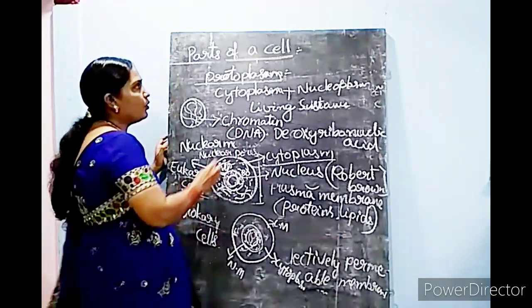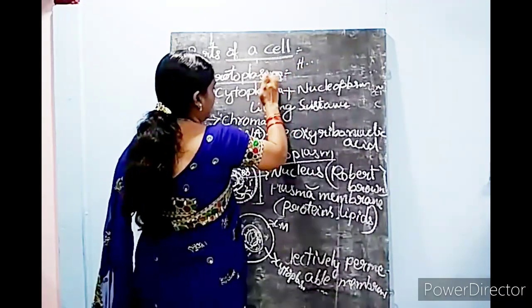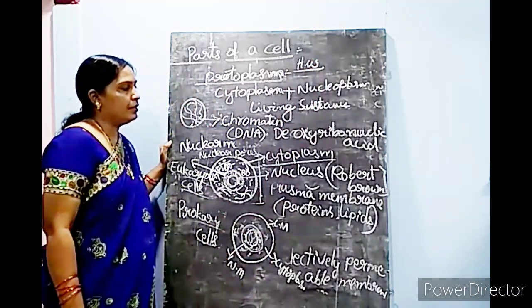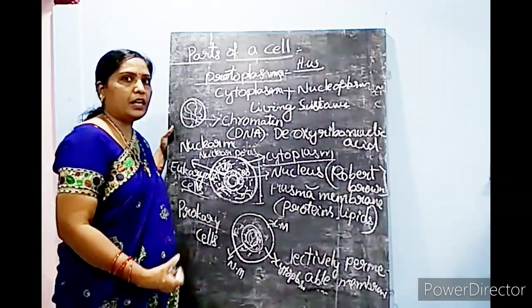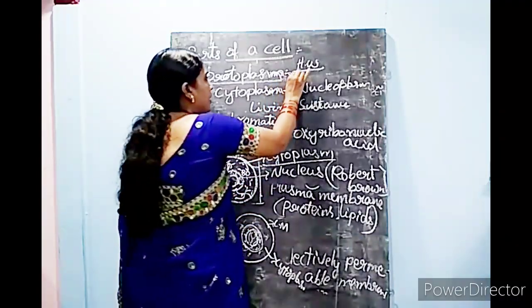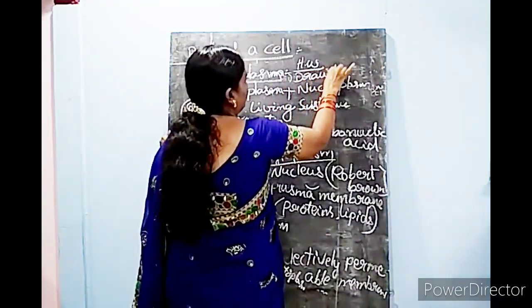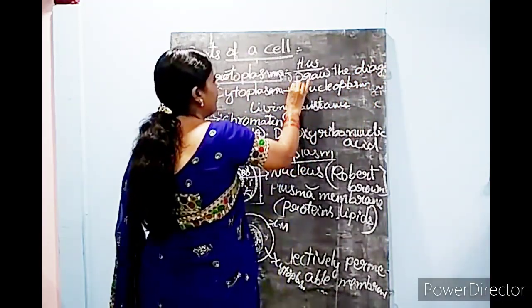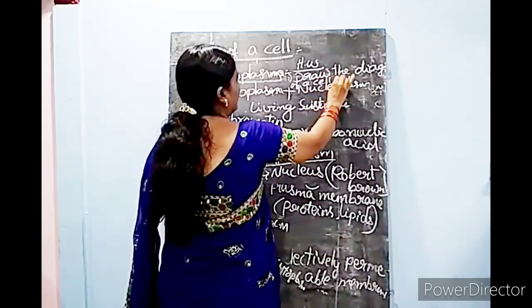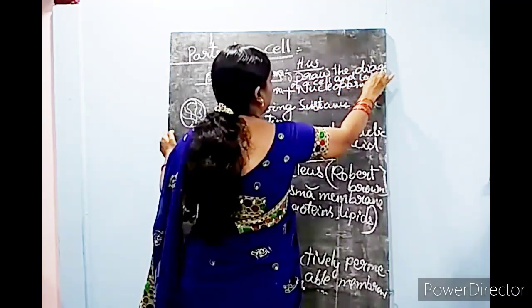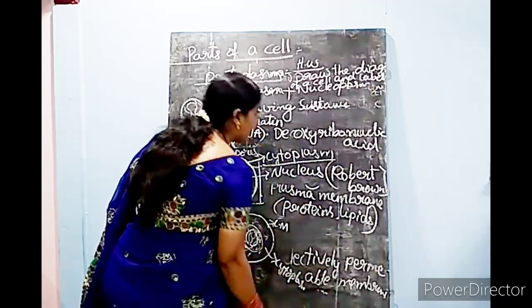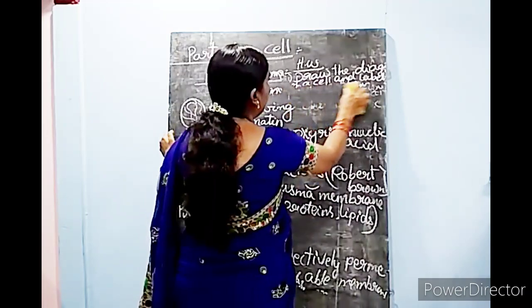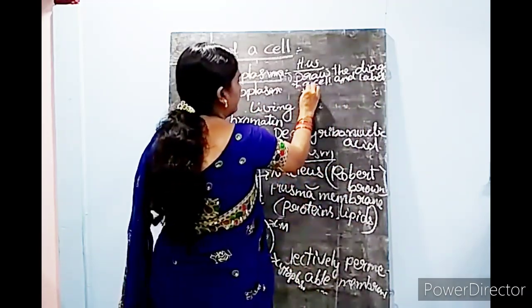And do some homework, children. Your home assignment is: first, draw the diagram of a cell and label the parts.